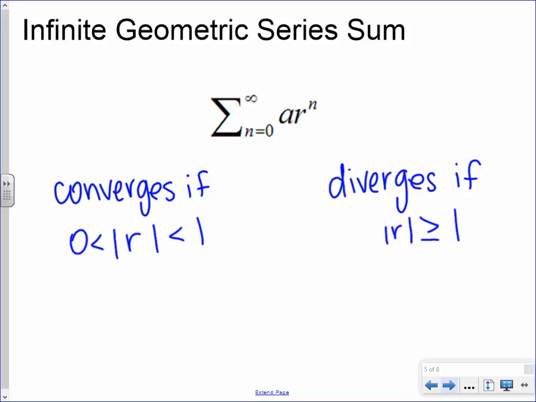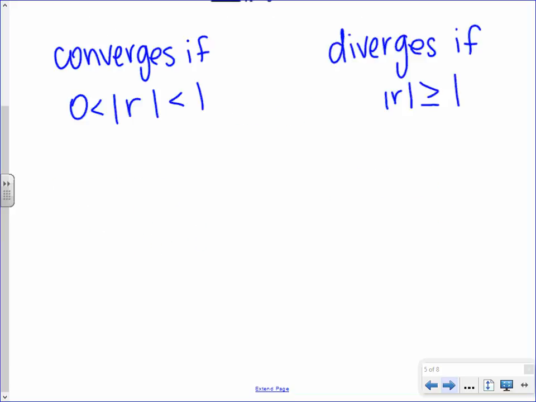Now, if you remember, back in pre-calculus, we can actually figure out what this converges to. If our r value, the number that we're multiplying by from term to term, has an absolute value between 0 and 1, then our sum will be the first term over 1 minus r.